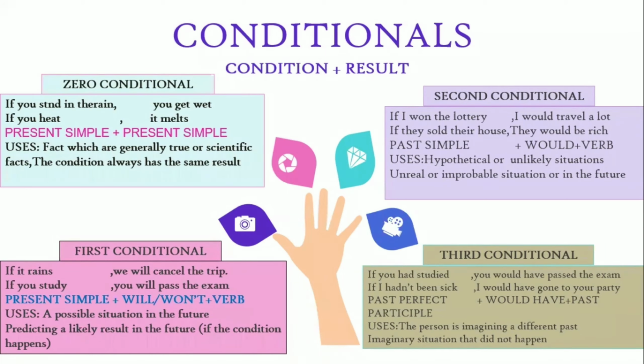4. Third conditional. If you had studied, you would have passed the exam. If I hadn't been sick, I would have gone to your party. The formula is past perfect plus would have plus past participle. Used when the person is imagining a different past, an imaginary situation that did not happen.